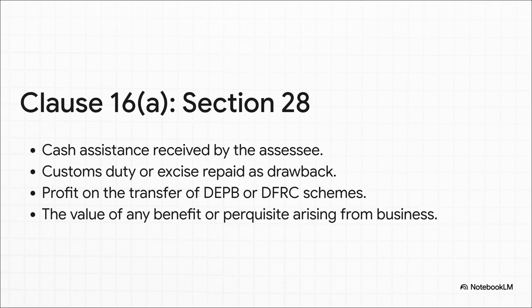Okay, so subclause A. This is all about business income that's defined over in Section 28. So if you've got things like cash assistance or maybe profit from selling off a license, and it's not in the P&L, well, it goes in this bucket. And get this, it also includes the value of benefits that aren't even cash, like using a company car for personal trips. If it's a real benefit from the business, it has value and it needs to be looked at.